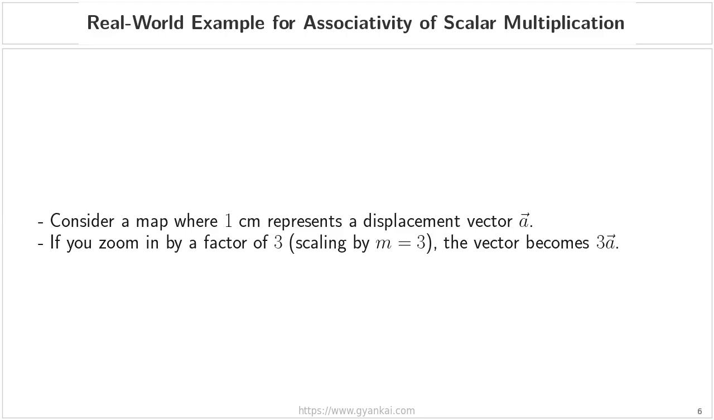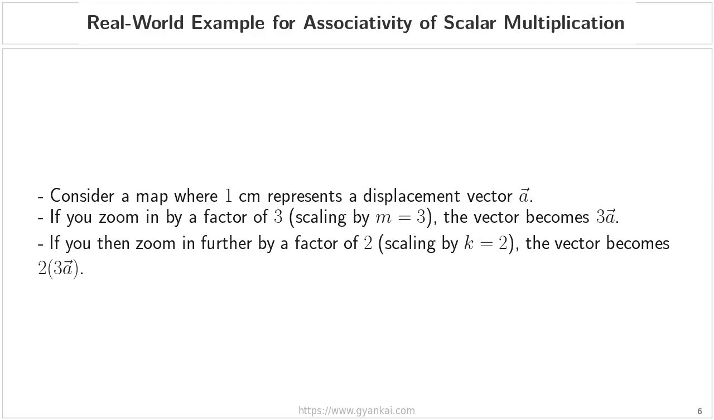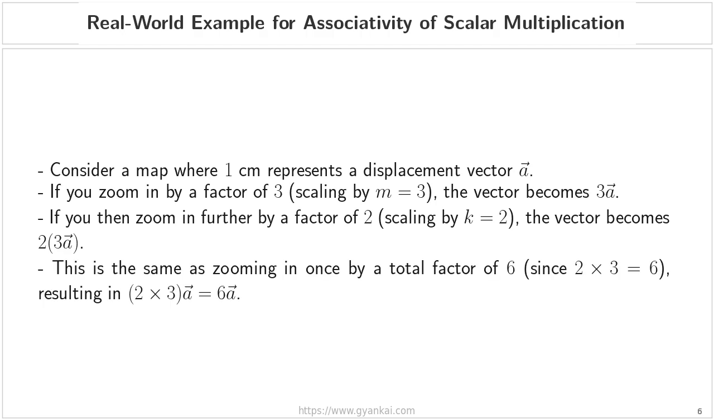But what if you decide to zoom in even further by another factor of 2? This means we are now scaling our already enlarged vector by a scalar k, which is 2. Mathematically, we write this as 2 multiplied by the quantity 3a. As you can see, this is exactly the same as if you had performed a single, larger zoom by a total factor of 6, because 2 times 3 equals 6. This results in the final vector being 6a.